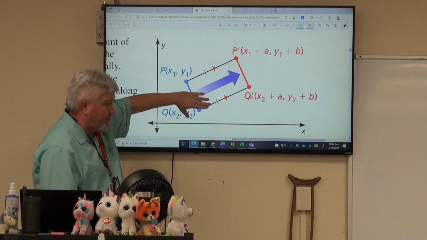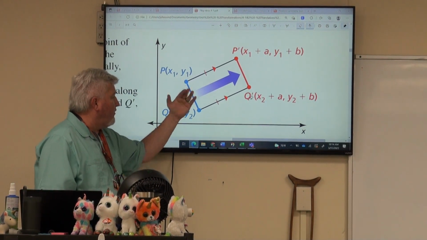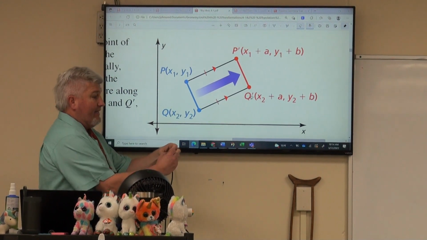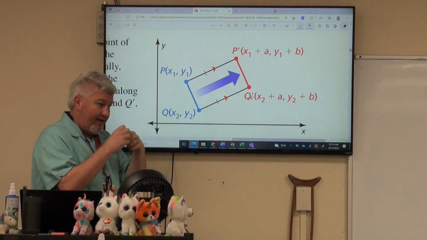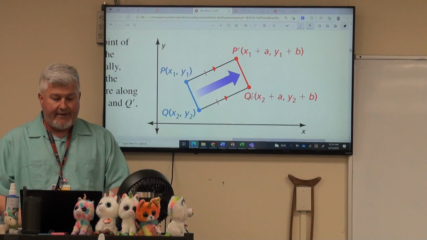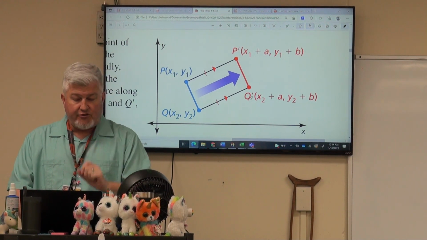Rotations mean you rotate it to some degree. Reflections mean you reflect it across a certain line. And then dilations, as you think about your eyes being dilated, means it can grow or shrink. Okay? Translations just move it.